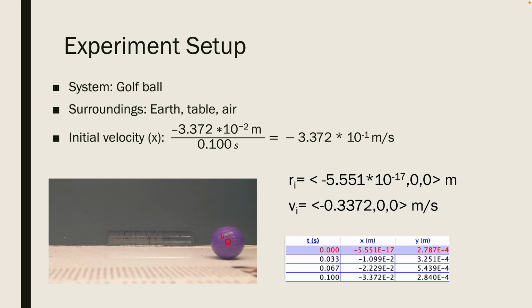So for the setup of this experiment, we had the system being the golf ball, the surroundings being the earth, table, as well as air. Obviously, the friction from the table as well as air resistance were ignored in the computational model. And the position and velocity at t equals 0, the initial values are shown here, and those were just calculated from the first couple points in Tracker.